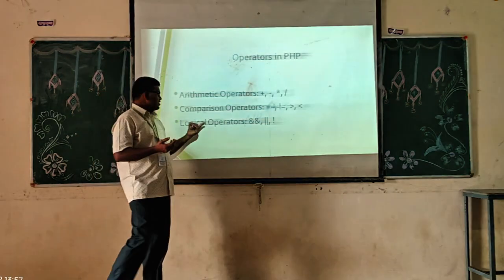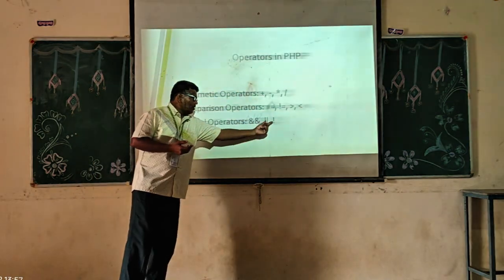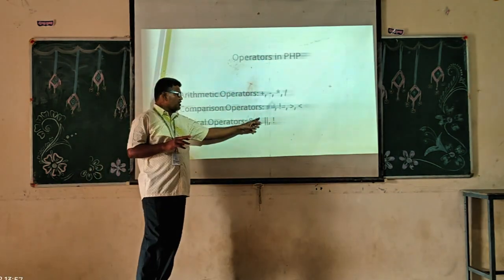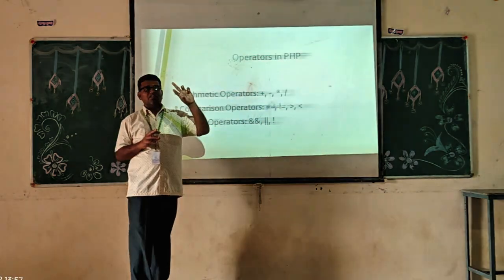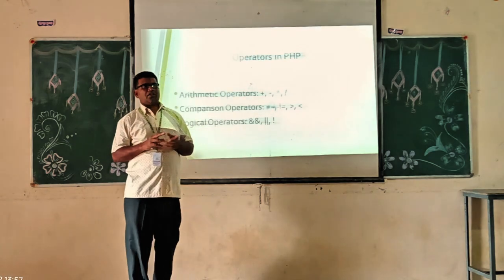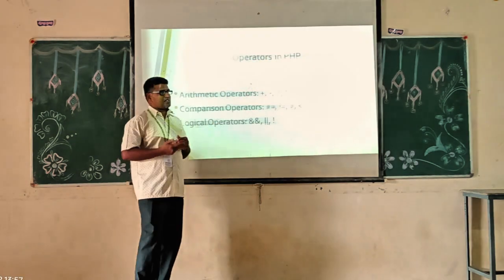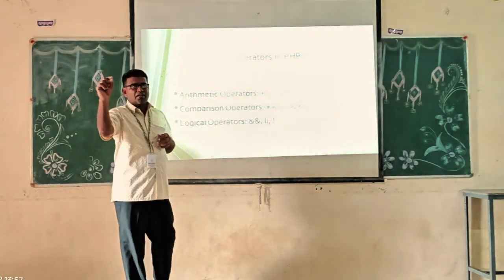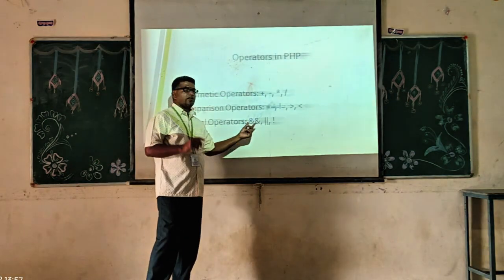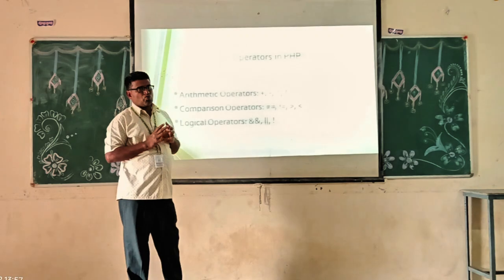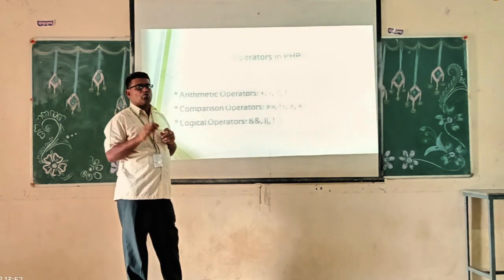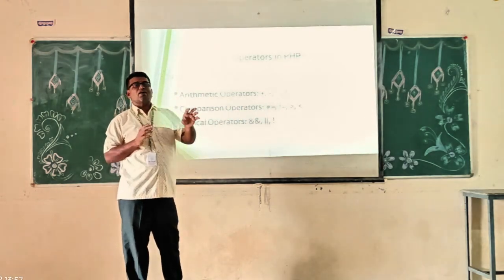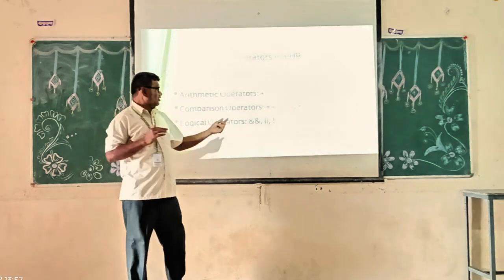And next, logical. Logical means AND, OR, NOT. So these three operators are logical. We use logical operators for more than one condition. For example, if A greater than B and B greater than C, using the AND operator, A greater than B is true and B greater than C is true. If these two conditions are true, they include the true statement. Otherwise, it is the false statement.